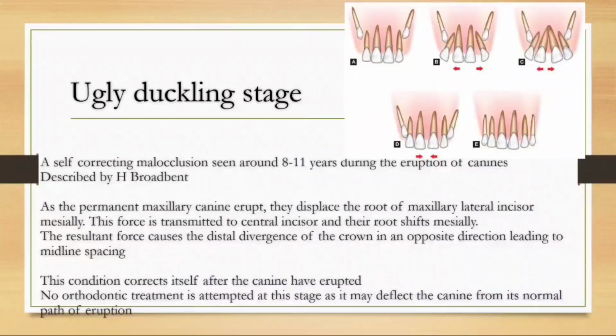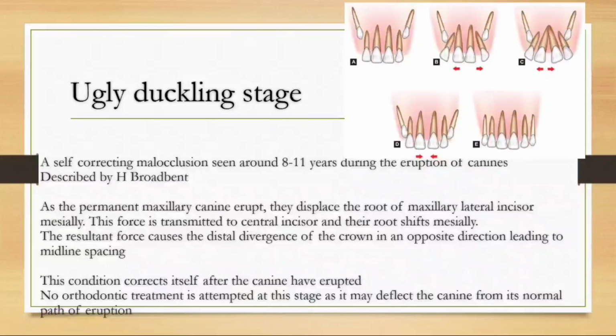But what happens after 1 or 2 years, once the canine erupts completely into the oral cavity, the force transmitted to the root is now transmitted to the crown. So this distally pushed tooth will be pushed medially from either side and it will be aligned completely. So it is a metaphor of the ugly duckling, where the duckling was not looking good when it was just born. After a few years, when it is completely grown, it is a very beautiful swan. It became a beautiful swan.